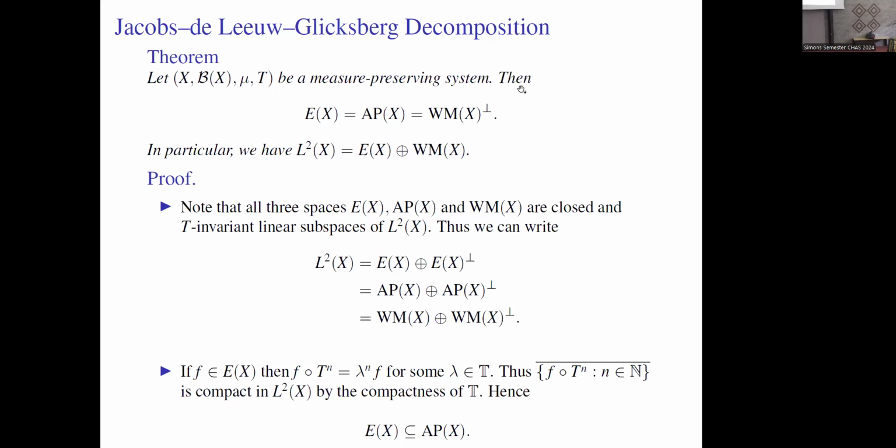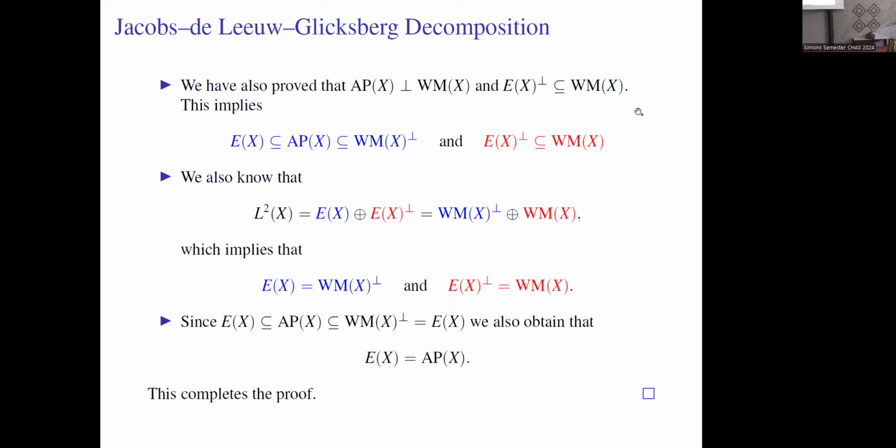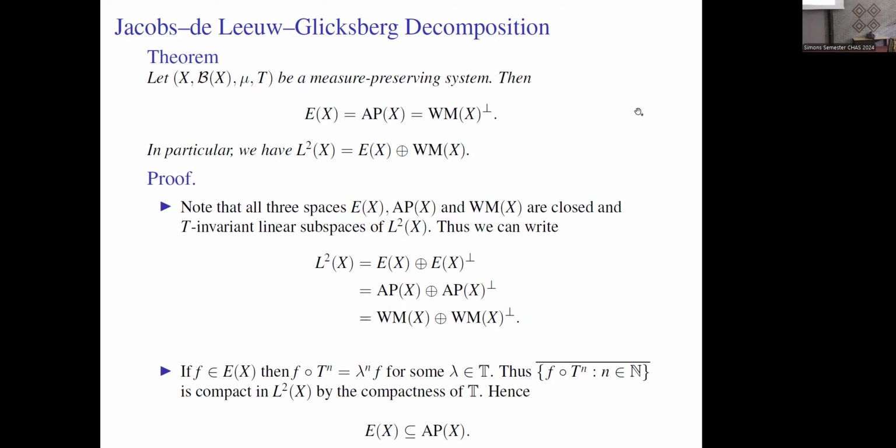Okay, so let's start here with Jacobs-Leibsberg decomposition. So what's important that follows from this decomposition is that the L2 space can be seen as the weakly mixing part and the part that corresponds to eigenvectors of the corresponding Koopman operators, the Koopman operator of f composed with T.